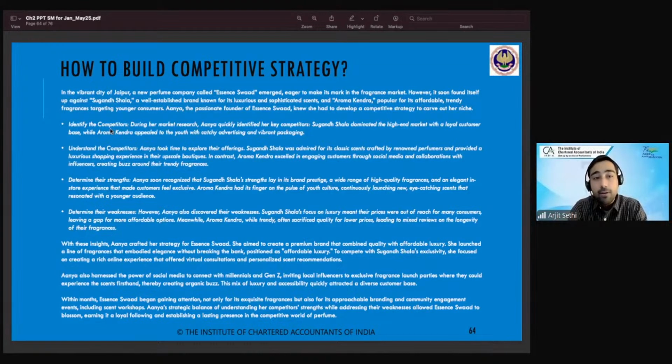Okay, it found itself up against Sugandh Shala, a well-established brand known for its luxurious and sophisticated scents, and Aroma Kendra, popular for its affordability. One brand is Sugandh Shala, which is in the luxury segment, another is Aroma Kendra, which is affordable, right? Trendy fragrances which are very affordable.